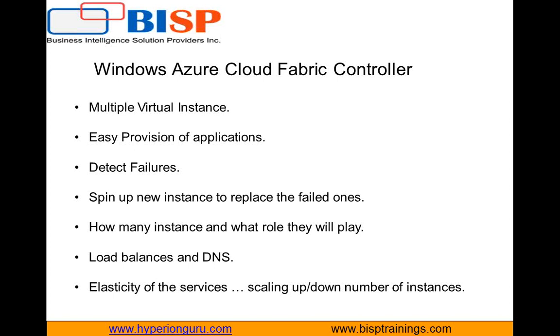Since the Windows Azure Fabric Controller can communicate with the Fabric agent on each machine, it keeps track of all Windows Azure applications in the Fabric, meaning how many applications are running, how many instances, and what role they are playing. Windows Azure is basically used for load balancing.